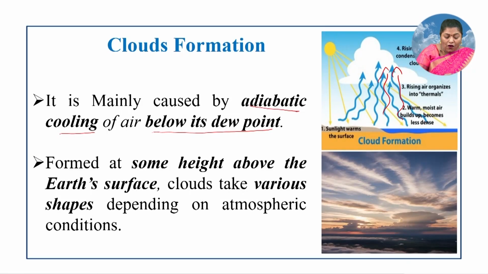It is also formed at some height above the Earth's surface. That is, it takes various shapes. The clouds do not have a similar shape. So, the shape of the cloud varies based on the different types of clouds, depending upon the atmospheric conditions. How the shapes vary mainly depends upon the atmospheric condition prevailing at that particular point of time.